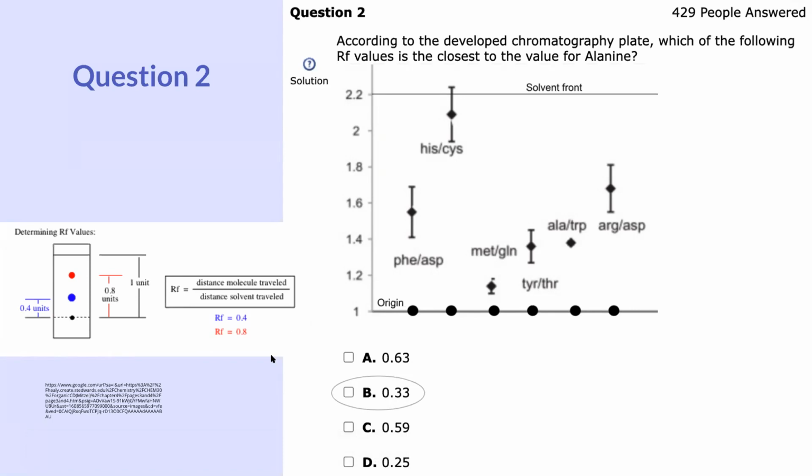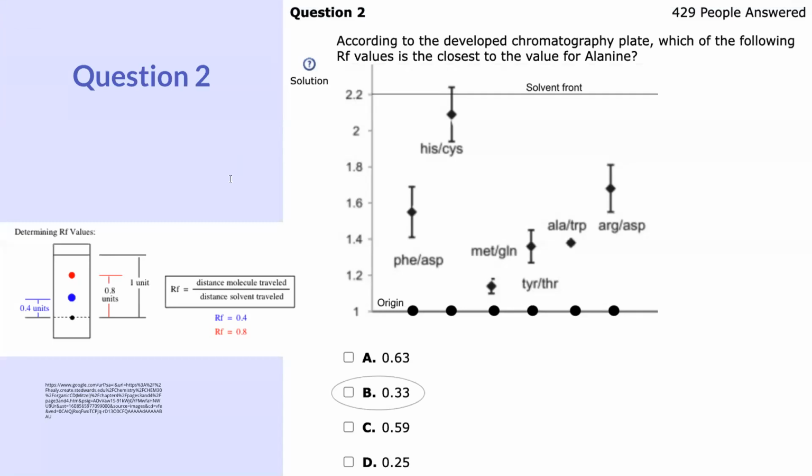Does anyone have any questions on that? Could I explain it again? Yeah, which part are you confused about? I understand the formula, so I'm so sorry. If you could just run down again what you said about figuring out the actual numerical value for the distance traveled by the molecule and the solvent. Sure. So the formula right here is the distance the molecule traveled versus the distance the solvent front traveled. So the molecule is alanine, and alanine is right here. So that one traveled from 1 to 1.4. So just looking at the difference between those distances, that is going to be 0.4.